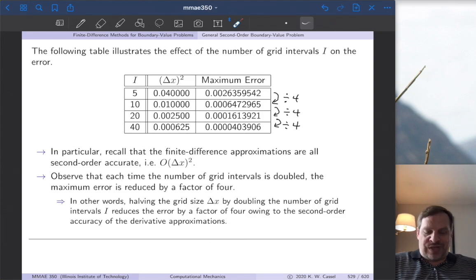So the reason for that is, remember that the second order accuracy means that we have order delta x squared. So if I halve delta x, then the error goes down by 1/2 squared. 1/2 squared, of course, is 1/4. So it goes down by a factor of 4 each time, and that's exactly what you expect. So if it's order delta x, it'll go down by a factor of 2 each time. You double the grid. If it's order delta x squared, it goes down by a factor of 4. So that's why the error goes down so quickly.